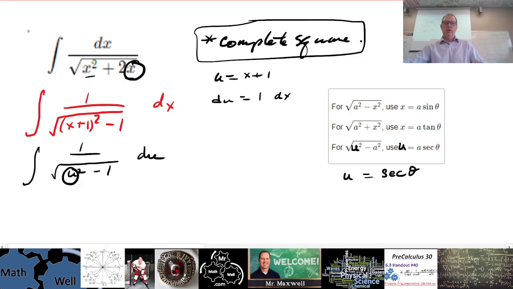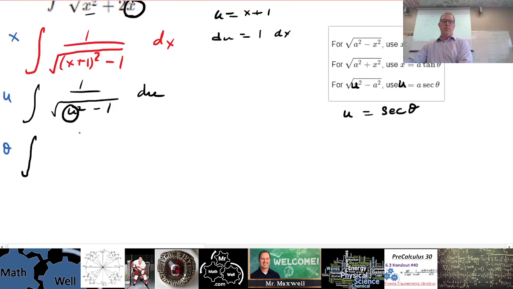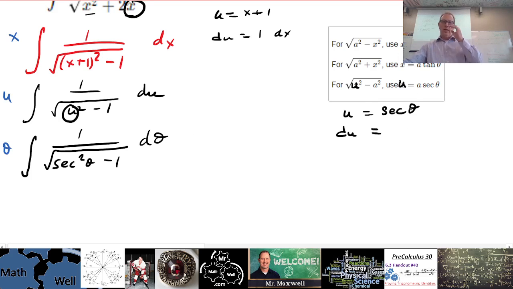All right, so just as a reminder, we are in x here, now we're in u, and now we're going to be in theta. And we're going to have to come all the way back to x when we're done. So I've got 1 over u is secant, square root of secant squared theta minus 1. And that's going to be, did we do du? I have to be careful here.